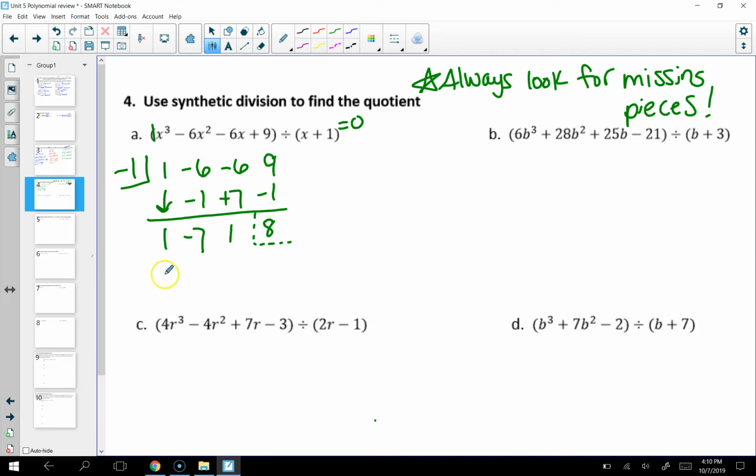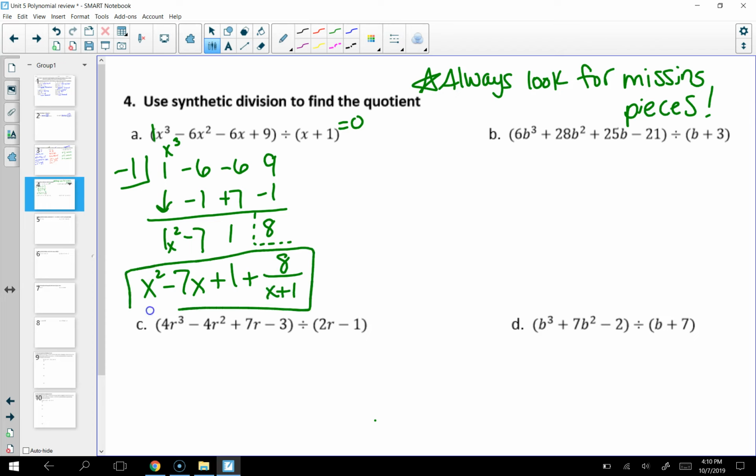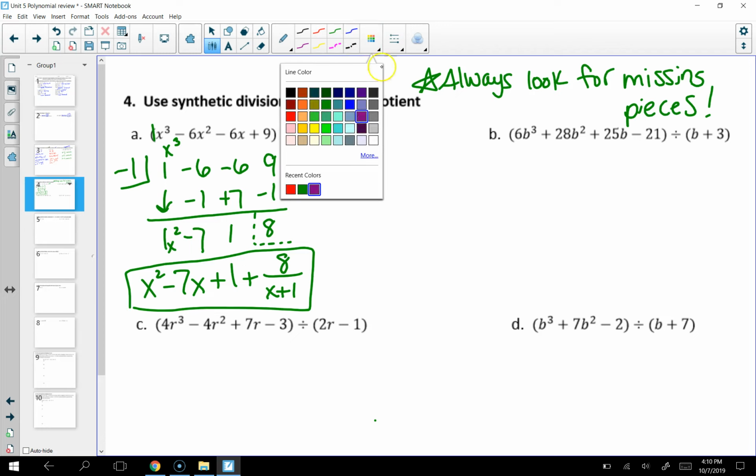So our answer for this one, remember we started with an x cubed, which means our answer starts with an x squared. So we have x squared minus 7x plus 1. And then my remainder is 8, so we're going to add to it 8 over x plus 1. So that's our answer for that one. Alright, next one.